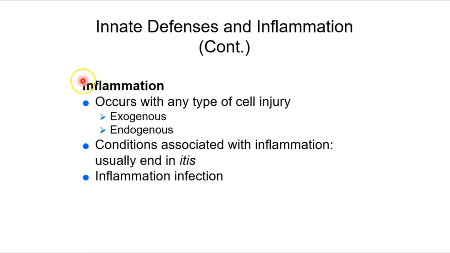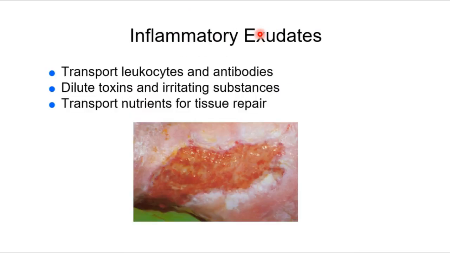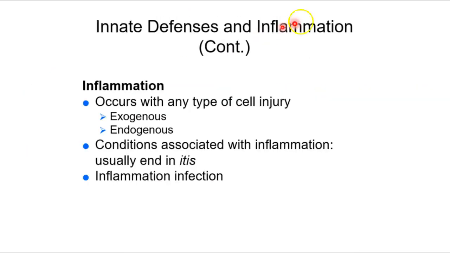So again, we kind of clump infectious and inflammatory, but you can have inflammatory without infectious. Most infectious things will lead to inflammatory, but not necessarily the other way around. I'll go on a little bit longer. I think I'll stop at exudates.